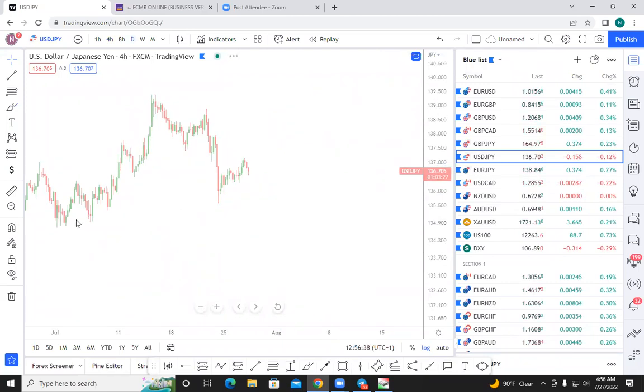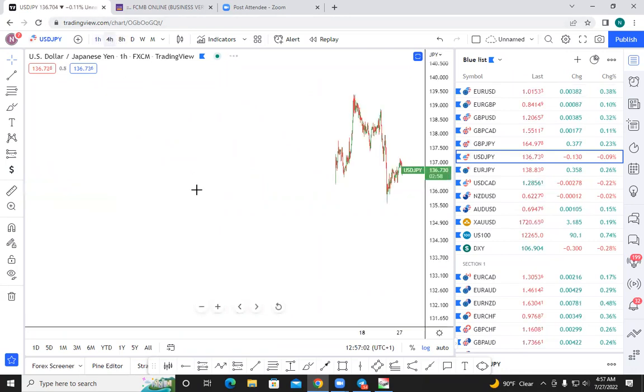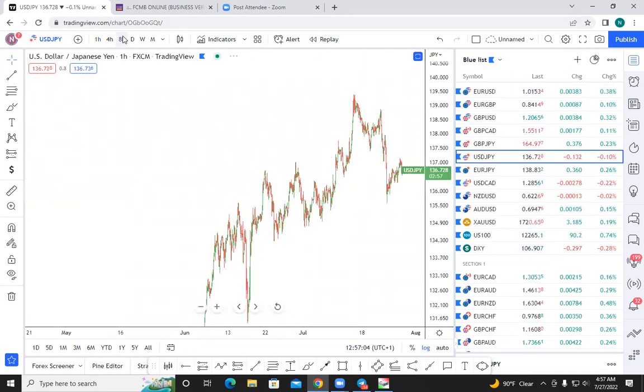Let the chart load. The network is a bit slow. I want to watch what is going to happen after rate decision. I don't want to touch USD JPY now. My network is a bit slow. Sorry, it's taking time to load.